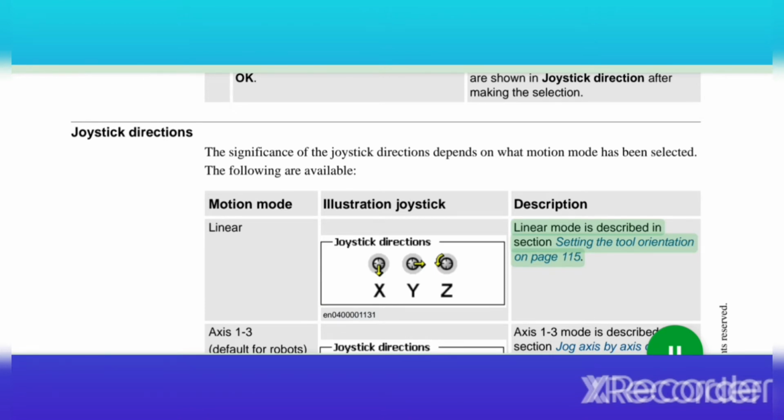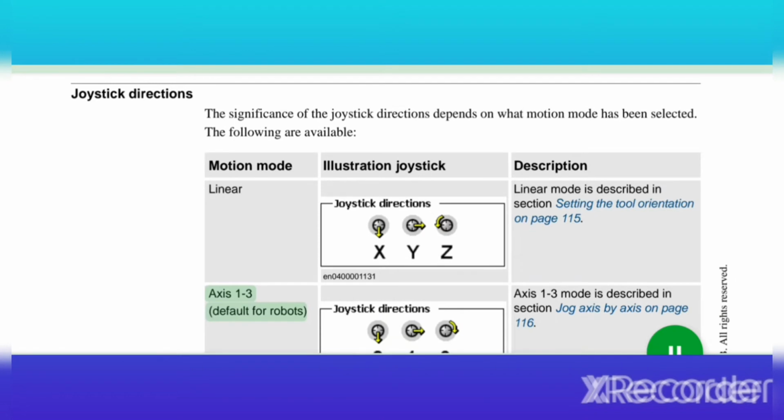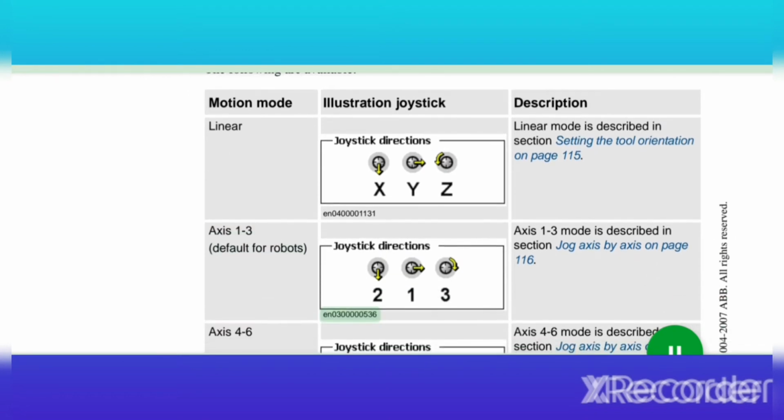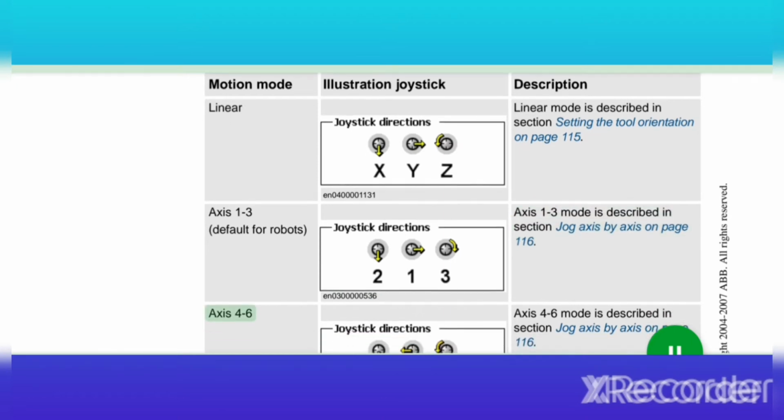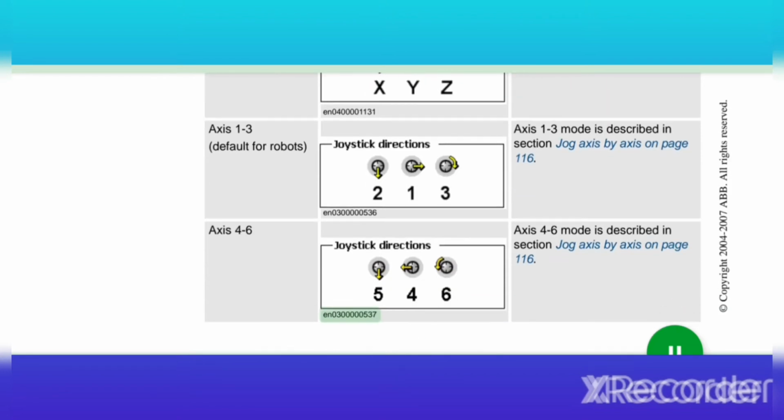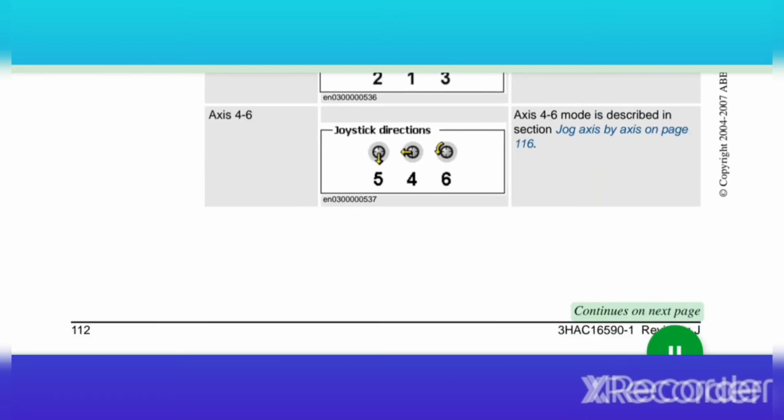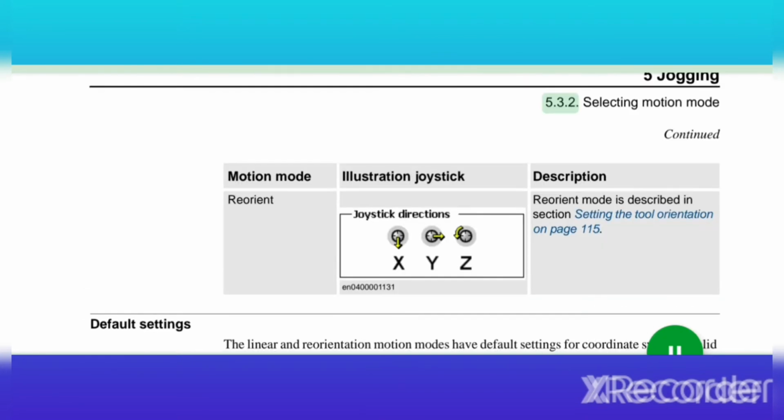Linear mode is described in section Setting the tool orientation on page 115. Axis 1 to 3, default for robots, N0300000536. Axis 1 to 3 mode is described in section Jog axis by axis on page 116. Axis 4 to 6, N0300000537. Axis 4 to 6 mode is described in section Jog axis by axis on page 116.